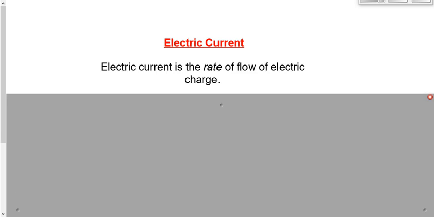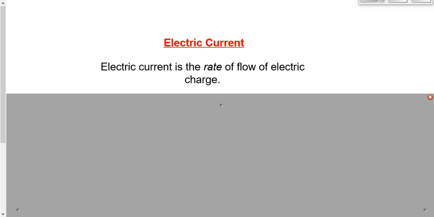So if the particles themselves experience a magnetic force, then the wire that they're contained in will also experience a magnetic force. Before we talk in detail about that, though, we have to define a term, and that is electric current. The reason we have to define this term is because the equation that we're going to use to describe the force on the wire requires us to know what the electric current is.